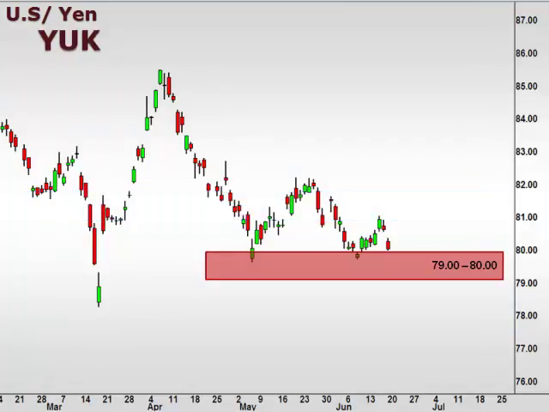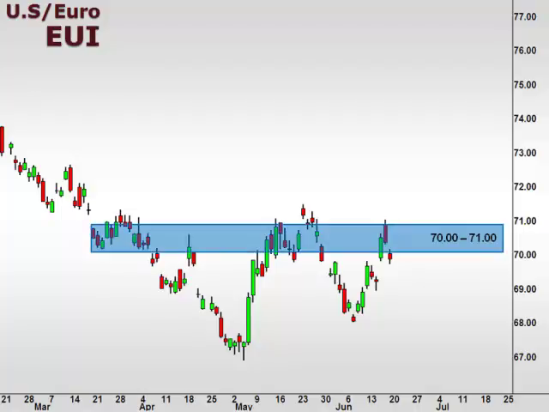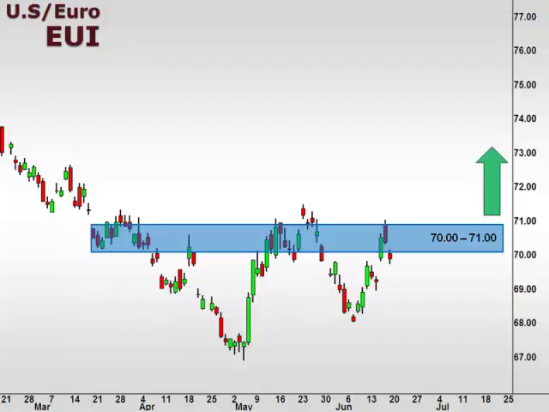Let's take a look at the EUI, the US dollar versus the euro. Well, the EUI tested resistance at the 70.71 focal zone, but reversed to close the week just on the edge of a break lower. Failure to rally back in to the 70.71 focal zone opens the window for a continuation lower towards 69. A break above 71 is likely to yield a continuation higher towards 73.74.